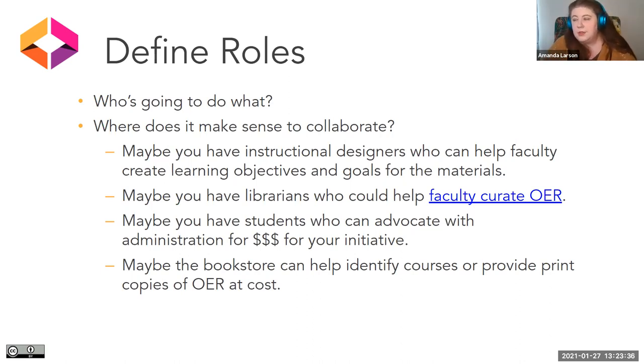Maybe you want to partner with librarians. Even if you are a librarian, you might want to partner with subject librarians who might have more subject knowledge of the area that you're trying to curate OER for. Maybe you have students who can help advocate with your administration for both administrative support and cash for your initiative. Maybe they do a student gift every year, and maybe you could get them to do one around affordable learning. So maybe, we would like to spend our student gift on helping folks make OER. And maybe the bookstore can help identify courses or provide print copies of OER at cost. I have had both good luck and bad luck with bookstores. It just depends on your relationship with your bookstore and the needs of your institution.